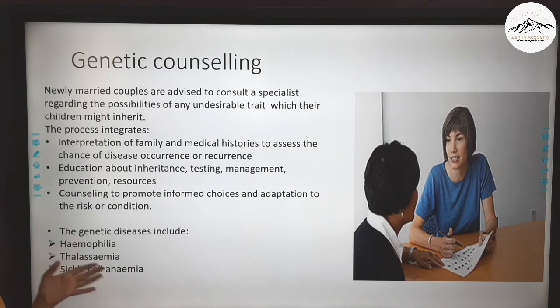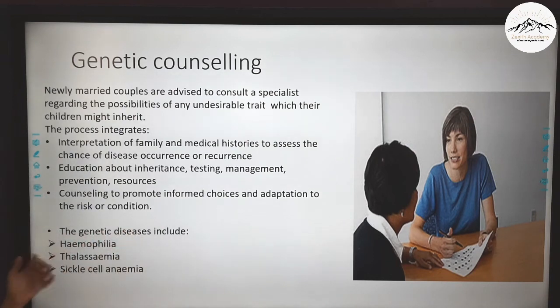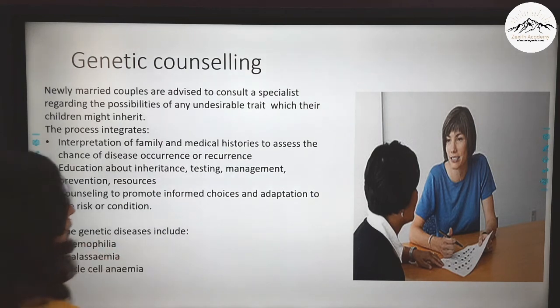hemophilia. I'll teach you hemophilia in the next part of this video in detail, because this is a sex inherited disease, a sex linked disease. So in hemophilia, the bleeding doesn't stop. Then thalassemia and sickle cell anemia, which deals with the deformities in the shape of the blood cells. So these are a few of the genetic diseases for which genetic counseling is required.